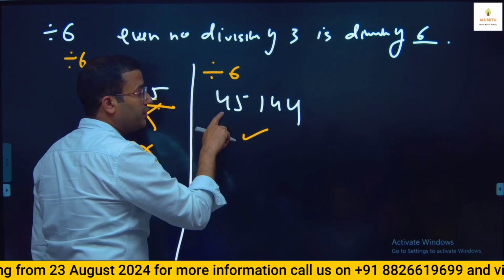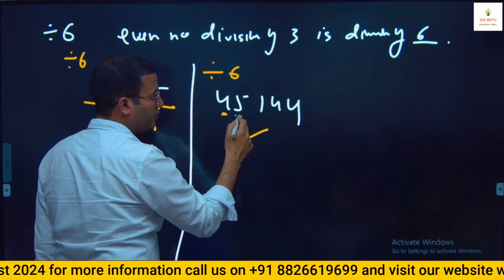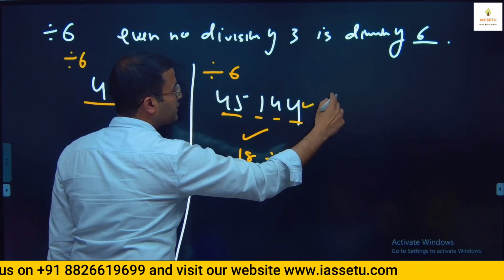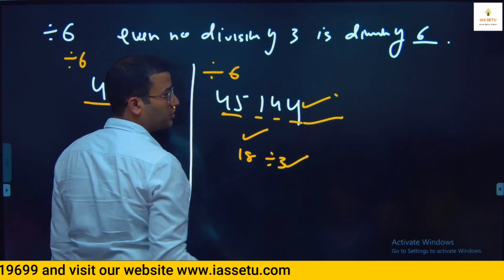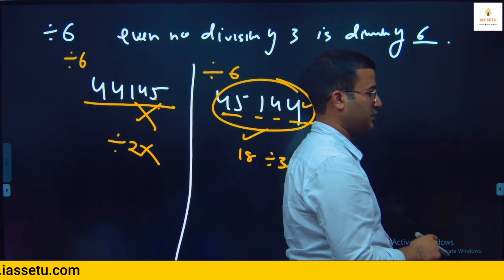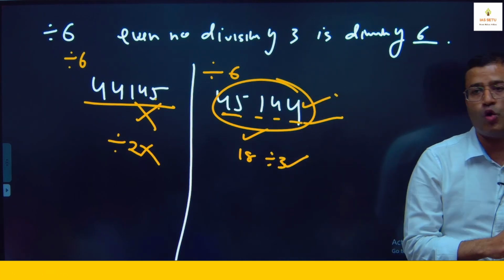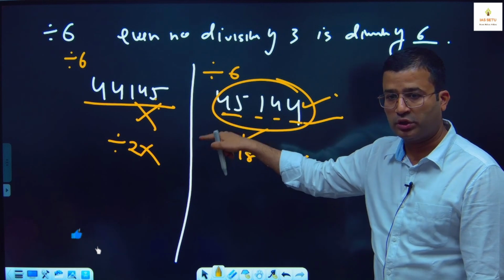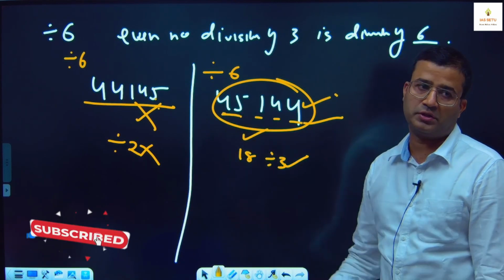Okay, then you check if it is divisible by 3. 4 plus 5, 9, 10, 14, 18. 18 is divisible by 3 as well. Since this is divisible by 2 and this is divisible by 3, you can say this complete number is divisible by 6. I repeat, it has to be divisible by both 2 as well as 3.